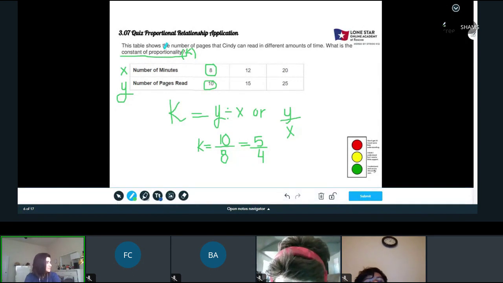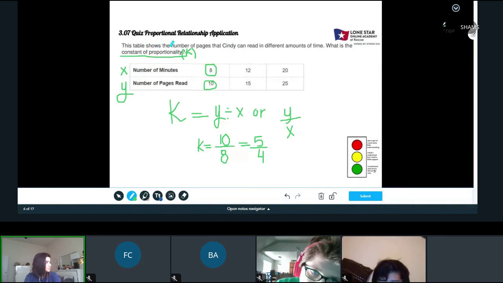I am assuming that the table is proportional because it says this table shows the number of pages she read in different amounts. What is the constant of proportionality? They're not even asking me to think about whether it is proportional or not. I'm assuming it is proportional.